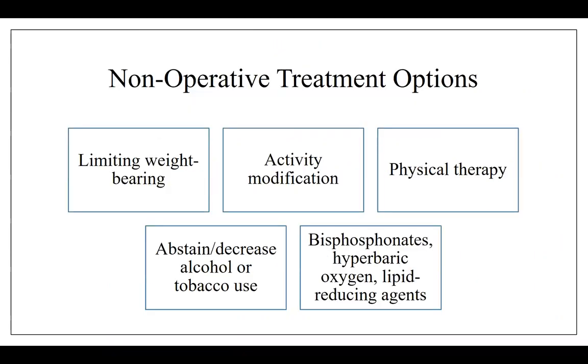These are some of the non-operative treatment options available for these patients. There's limited weight bearing with a cane or a walker, activity modification, or physical therapy. However, these 3 options are not effective in late stage osteonecrosis or preventing disease progression even in the early stages. Abstaining or decreasing alcohol or tobacco use, bisphosphonates, hyperbaric oxygen, and lipid reducing agents are also options. However, they're not effective if there's subchondral collapse of the femoral head that has already occurred.